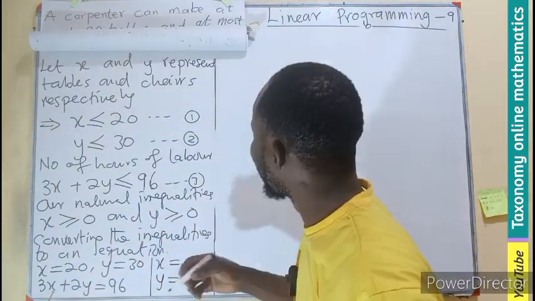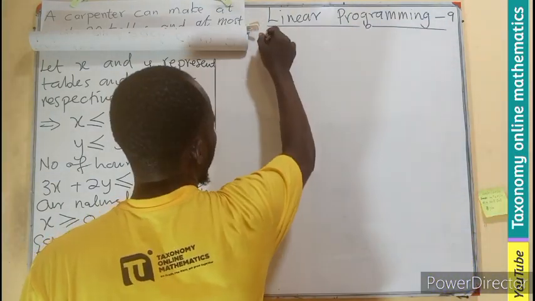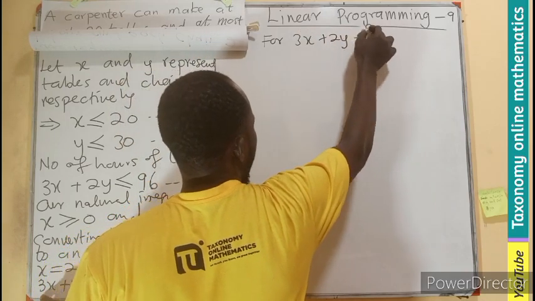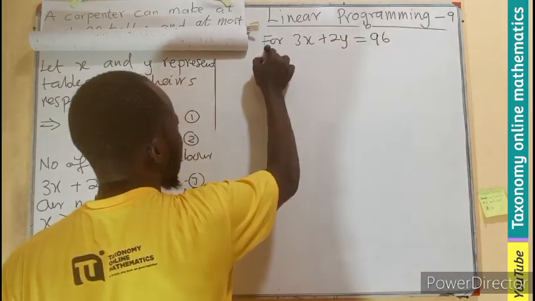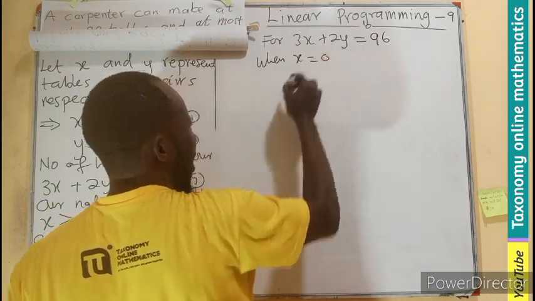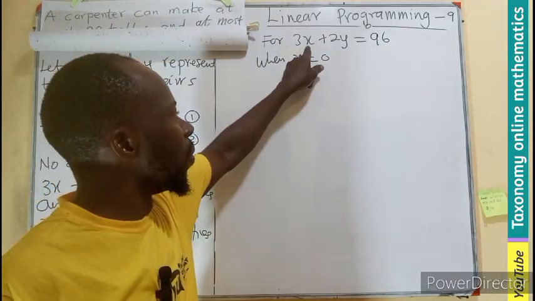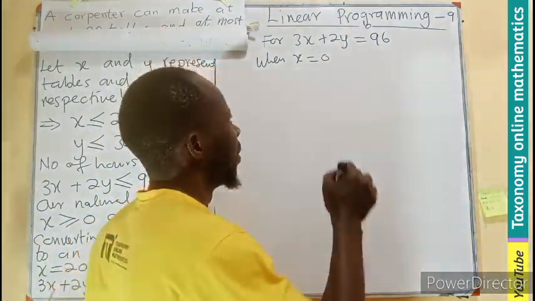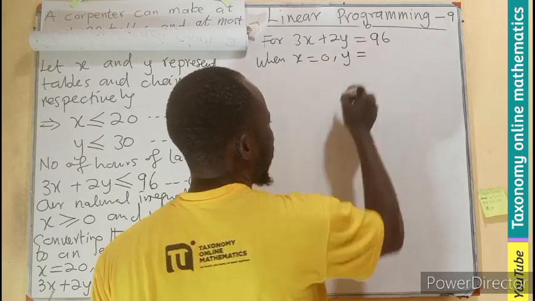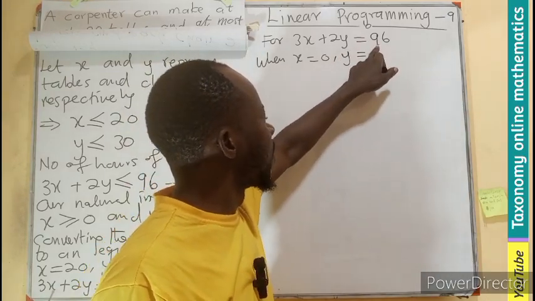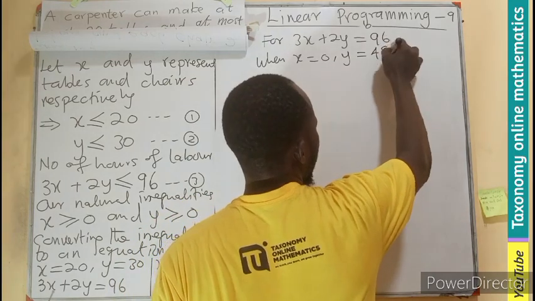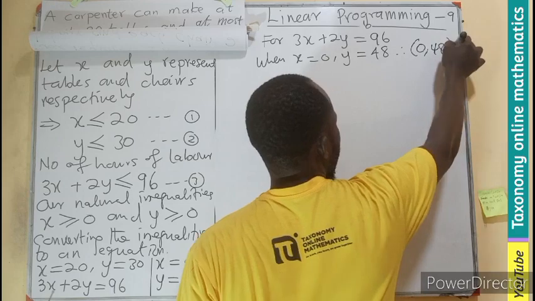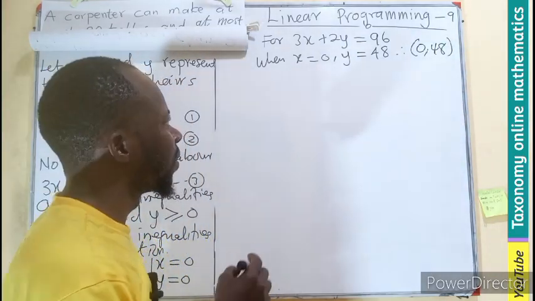So let's pick this as the only one we can solve. For 3x plus 2y equals 96, when x is 0, then 2 will divide 96 to give us y. So y is 96 divided by 2, that will be 48, right? So therefore, our point is going to be (0, 48). That's what I'm going to plot on the graph.